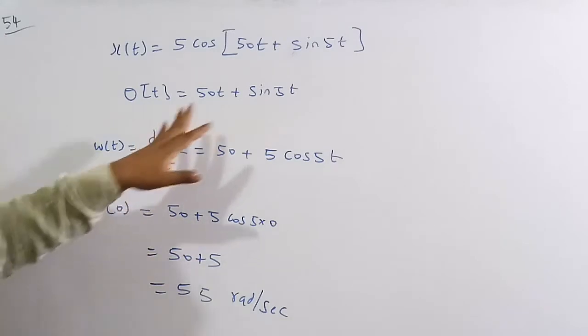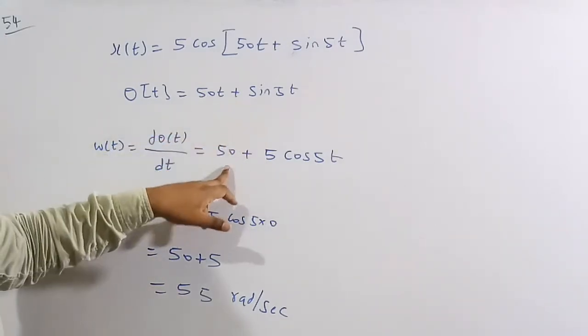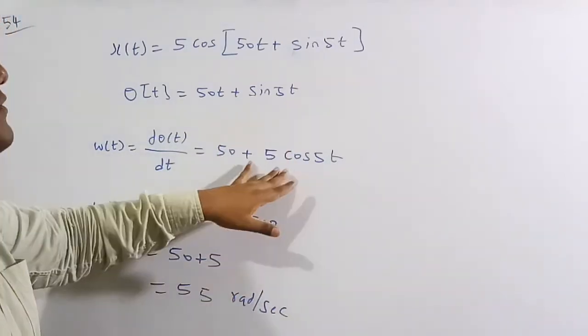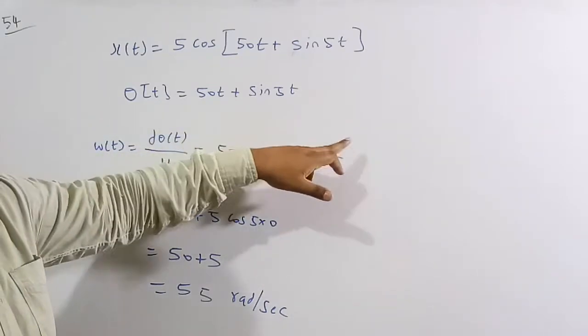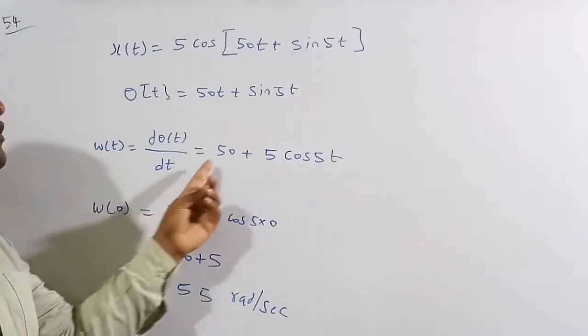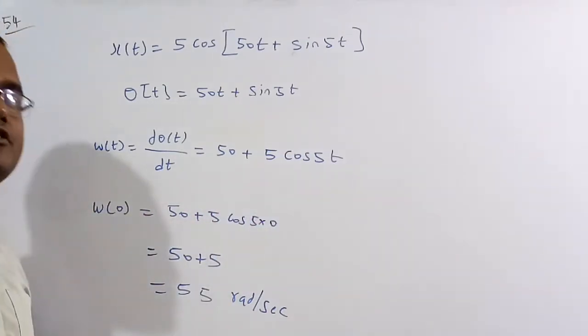So we need to differentiate this equation. The derivative of 50t is 50 and the derivative of sin 5t is 5 cos 5t. This is the final differentiation of theta of t. So finally omega of t is equal to 50 plus 5 cos 5t, but we need to find its value at the t equal to 0 instant.